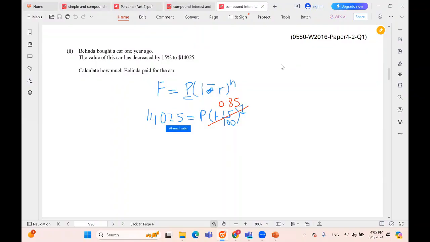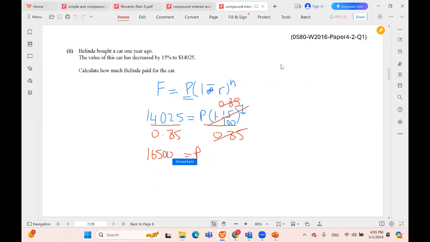And you can just divide by 0.85 on both sides. These will cancel out, and you get 14025 divided by 0.85. And P equals 16,500.